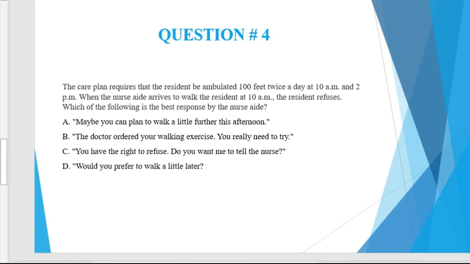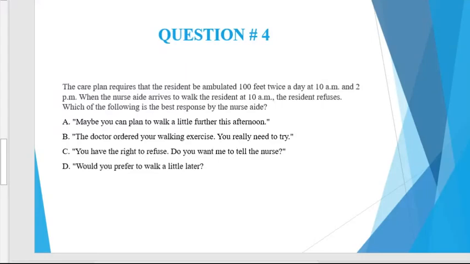Maybe you can plan to walk a little further this afternoon. The doctor ordered your walking exercise, you really need to try. You have the right to refuse. Do you want me to tell the nurse? Will you prefer to walk a little later? If you look at these options, all of them seem like they are good, but there is one here that is the best option.